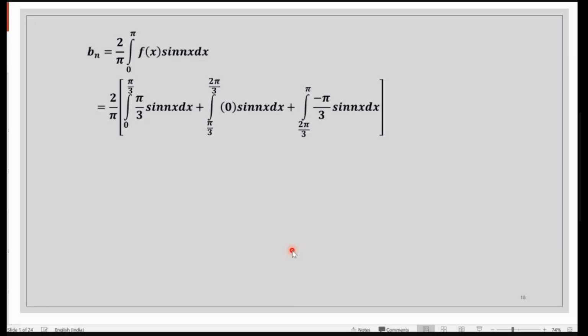Bn is two by pi integral 0 to pi f of x sin nx dx. Since f of x is defined in 3 intervals, we will split that integral 0 to pi as 0 to pi by 3, pi by 3 to 2 pi by 3, and 2 pi by 3 to pi. Substituting accordingly those values, f of x is pi by 3, 0, and minus pi by 3. The corresponding values of the function are substituted in these integrals. The second term will become 0, only the first and third intervals remain.